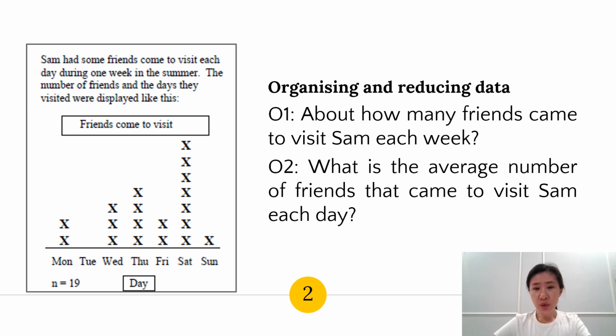So for O2, you're required to analyze in a sense that how many friends do you think on average came to visit Sam each day? So one may take 19 divided by 7 and come up with a reasonable number to guess how many friends would come every day of the week on average. So those are the two examples of the O level, or the organizing level, of the statistical processes.